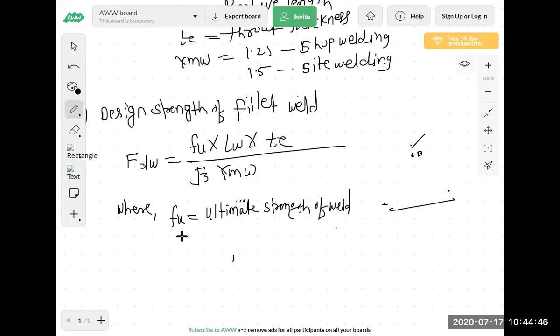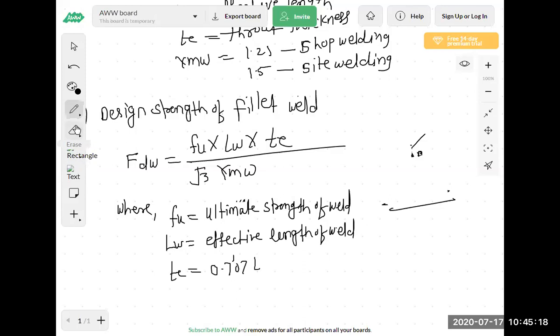So here again Lw is equal to the effective length of the weld, and that we have to calculate. How to calculate that, we will learn in the design procedure. Then again throat thickness. So here the throat thickness is 0.707 into S. Here, how to calculate throat thickness Te.